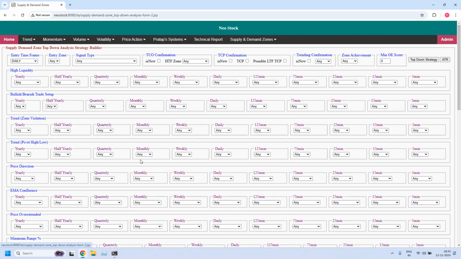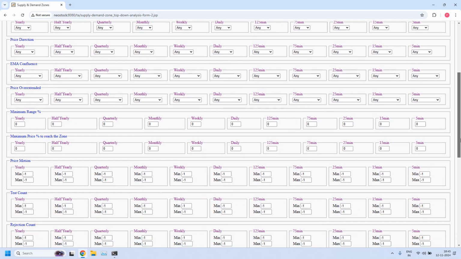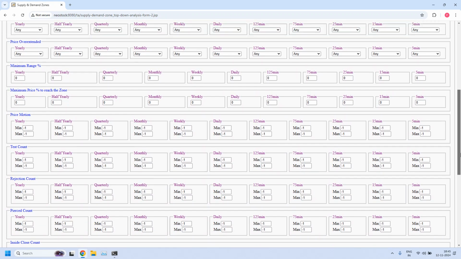Next, bearish trade setup for daily income trade. Entry time frame is 15 minutes. Entry zone is supply zone. In bullish or bearish trade setup, at 15 minutes time frame, I am selecting bearish, and this 15 minute supply zone should not be pierced. So in the pierced count, at 15 minutes time frame, I am setting minimum value 0, maximum value 0. That means 15 minute supply zone is not pierced.